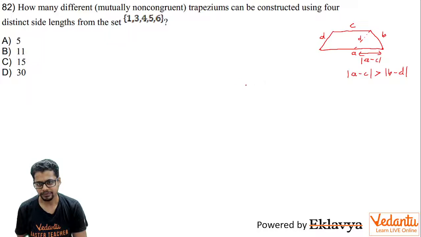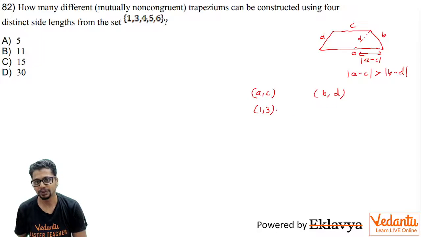So here, ultimately it doesn't matter much whether I take A to be 4 and C to be 5, or C to be 4 and A to be 5, because what we are looking for is mutually non-congruent trapeziums. So let me consider a set A comma C, and a set B comma D. Now let's say A comma C is 1 comma 3. That means A can be 1, C can be 3, or A can be 3, C can be 1, doesn't matter much. The point is the difference between A and C is 2. So the difference between B and D should be less than 2.